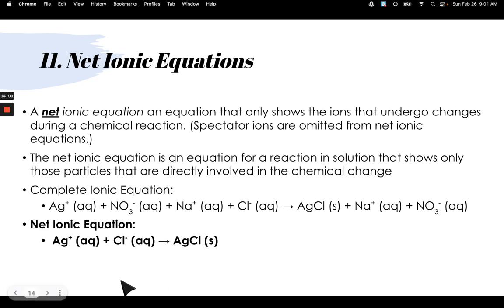What does change? Well, in the beginning we had aqueous silver and aqueous chloride, and at the end we have the compound silver chloride. So you're going to do an exercise to really delve into this and learn it in just a few minutes. I hope these notes have been helpful, but once you finish these notes, please indicate that to me, and I'll come over and give you the next assignment.